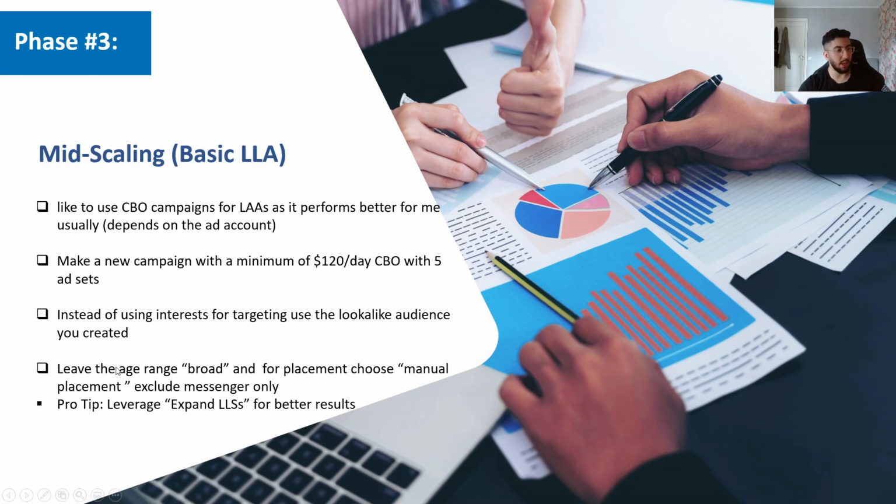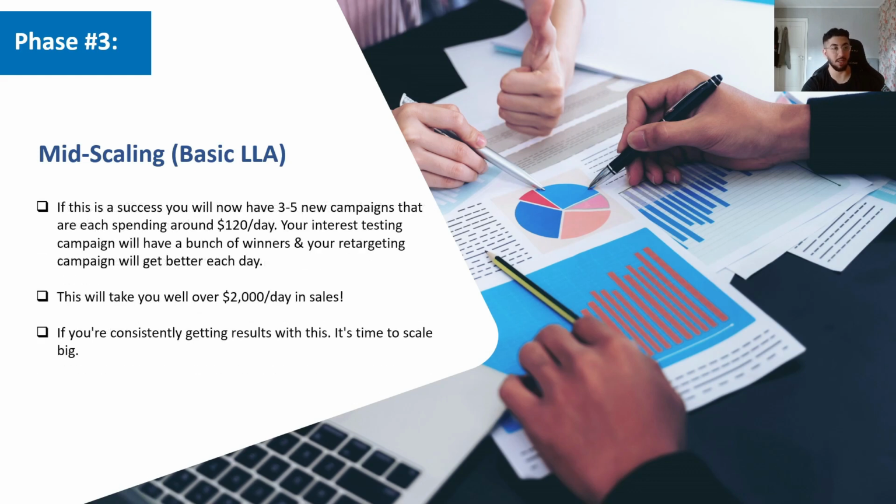So leave the age range broad, and for placement choose manual placement, exclude Messenger only. Pro tip: leverage expand lookalikes for better results. After iOS 14 Facebook released expand lookalikes, and trust me, after iOS 14 the expand interest and the expand for lookalikes work very well, and that's how I'm scaling my campaigns.